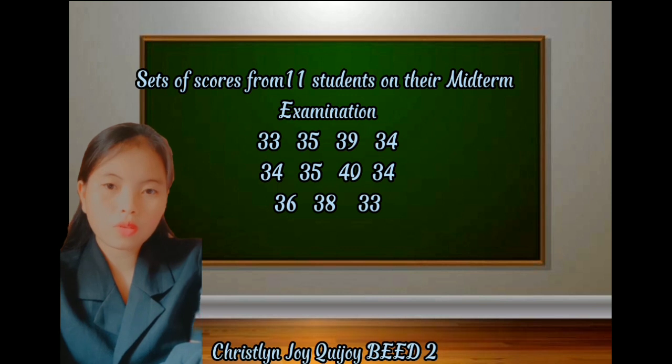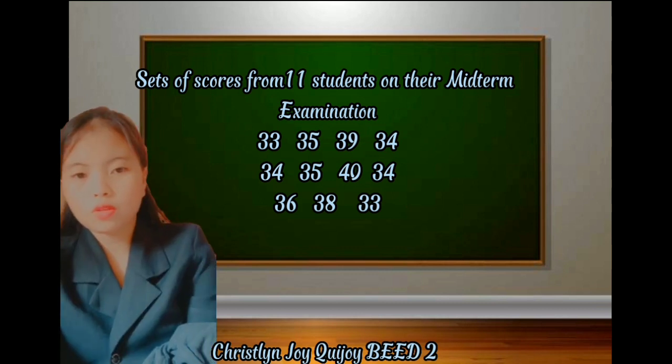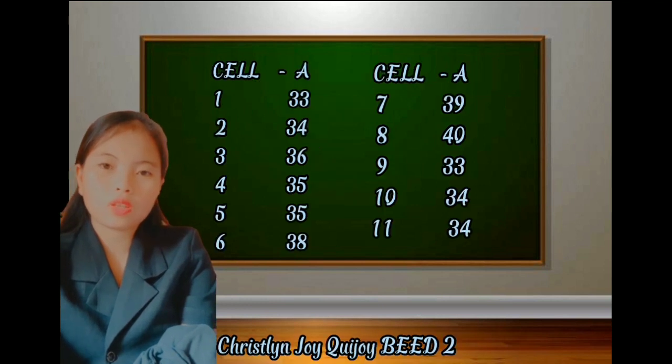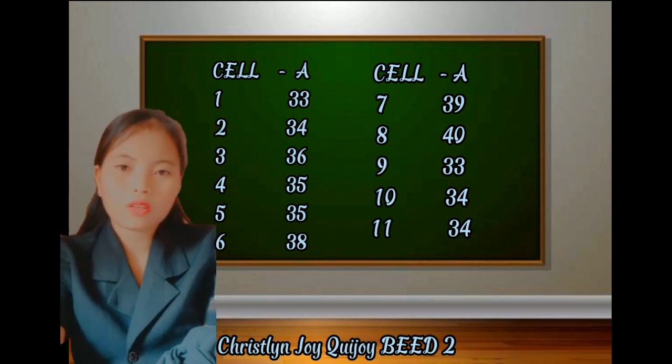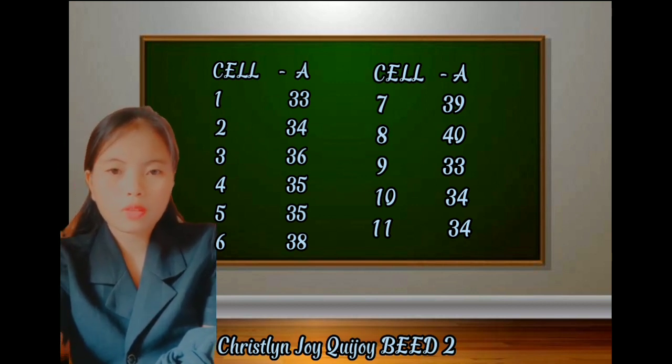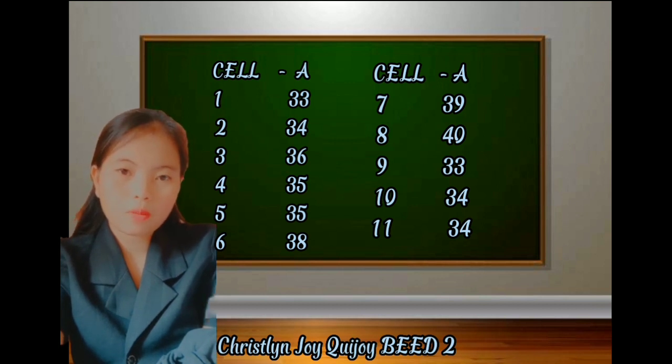I have here a set of scores from 11 students on their midterm examination. How do we get the positively skewed distribution in the mean, median, and mode? We will first solve the mean, the median, and the mode. But before that, we need to arrange first the data that we have collected. As you can see, there's a cell and a letter A. The cell represents the number of the student, while the letter A represents the score of each student. And this is how you arrange your data.